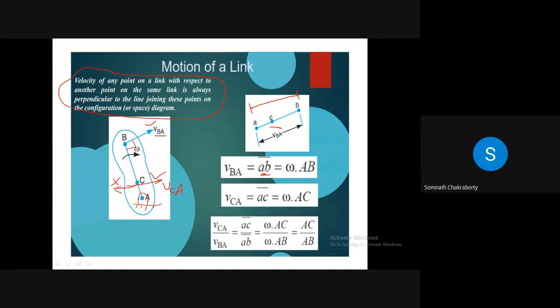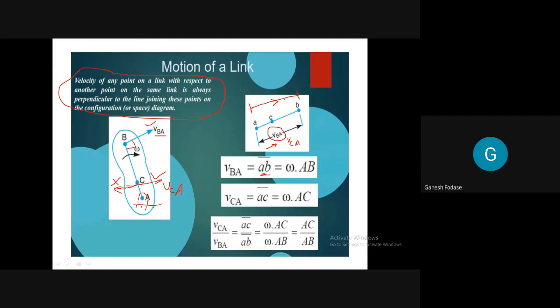Array A B to B. From where to where? A to B. So this is your A to B. Similarly, when I said velocity of C with respect to A, it must be acting from A to C. Is it right like this? Yes or no?